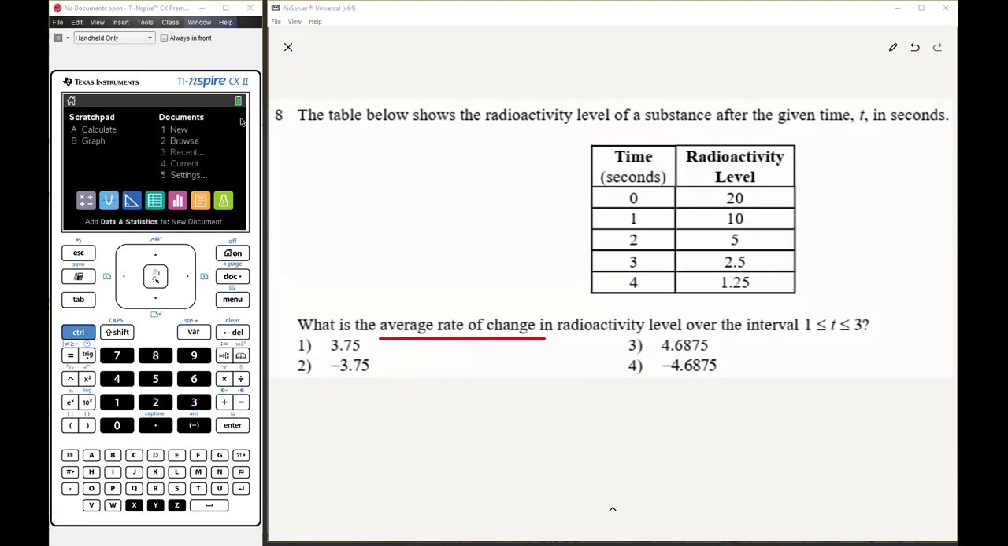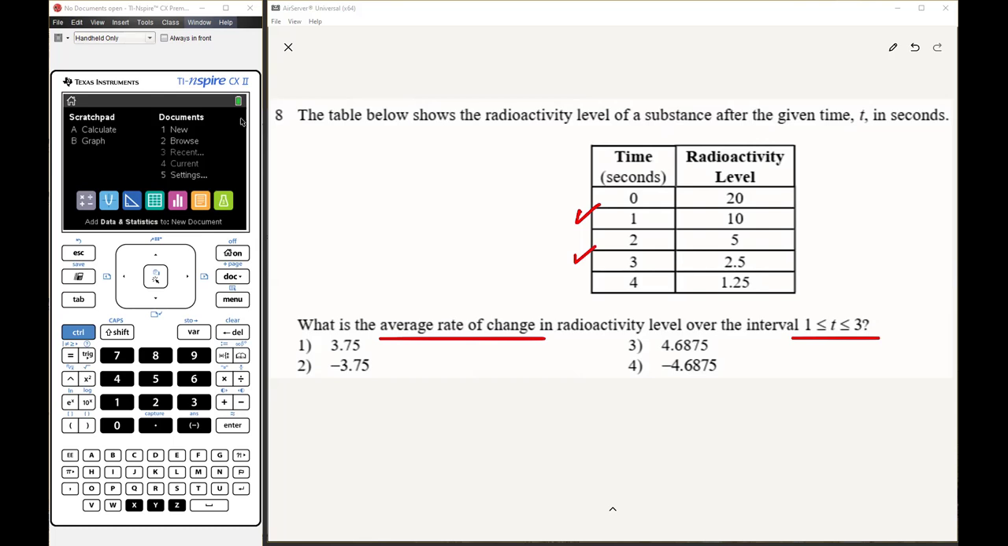Whenever they ask for the average rate of change, they have to give you 2 points. They have to give you a start and a finish. Otherwise, you can't calculate it. So in this case, they're saying they want the interval from 1 to 3. So that means we want this point right here, and we want this point right here. So we want only those 2 points. We don't want the rest of the table. We only want those 2 points.